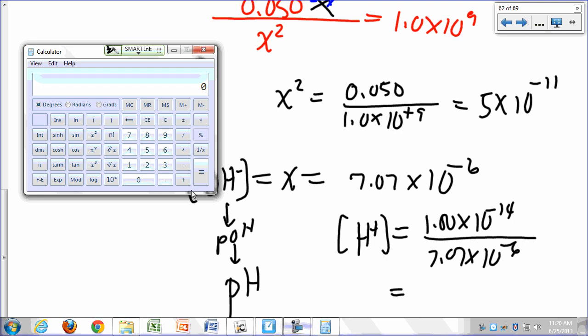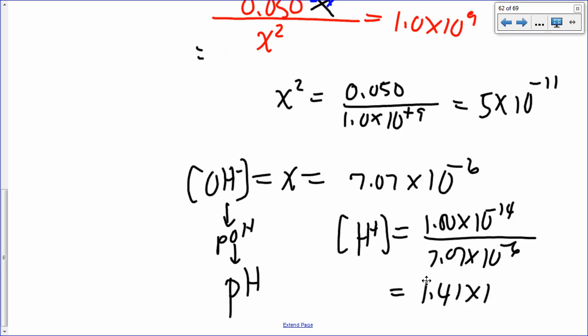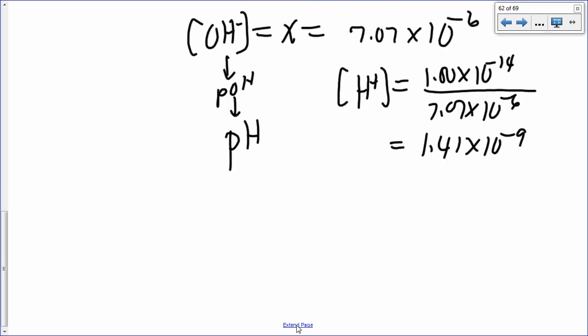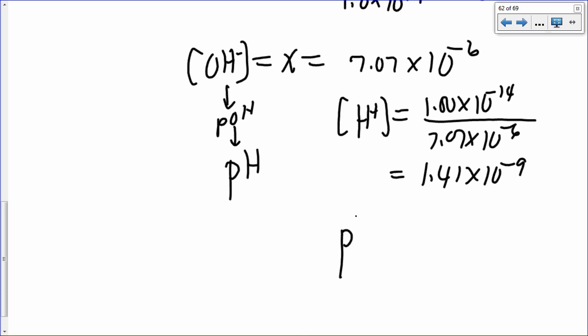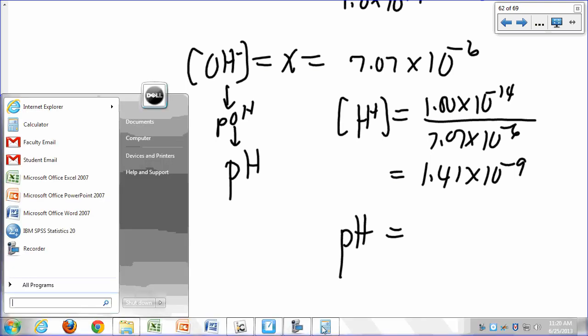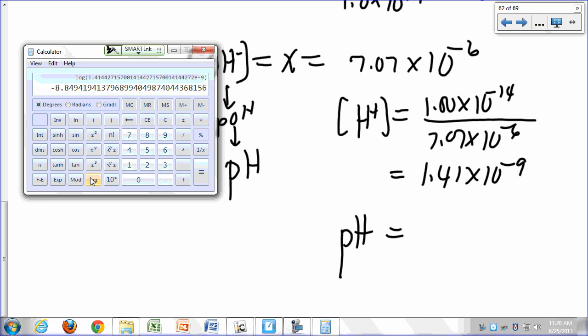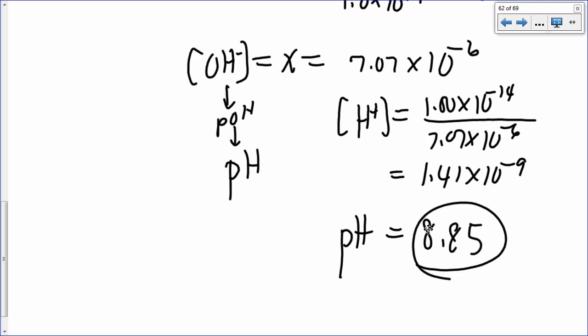So 1 times 10 to the negative 14 divided by 7.07 times 10 to the negative 6 equals 1.41 times 10 to the negative 9. And your pH is going to be equal to the negative log of that. So log, times the negative of that, that's 8.85. So you can see your pH is basic at the equivalence point.